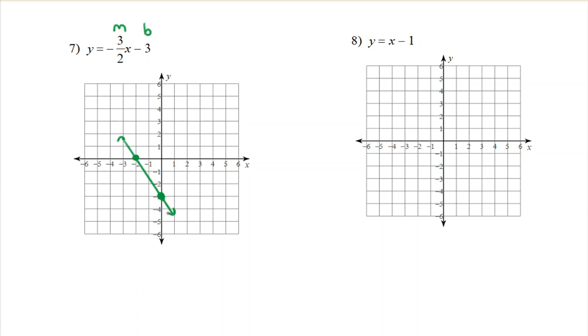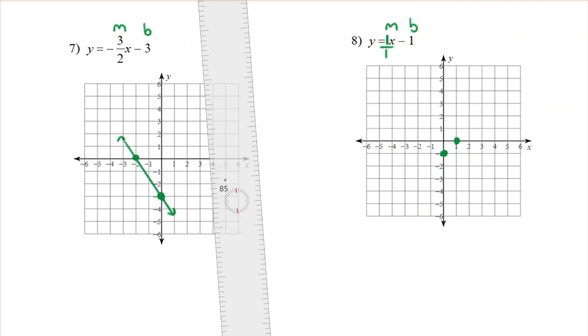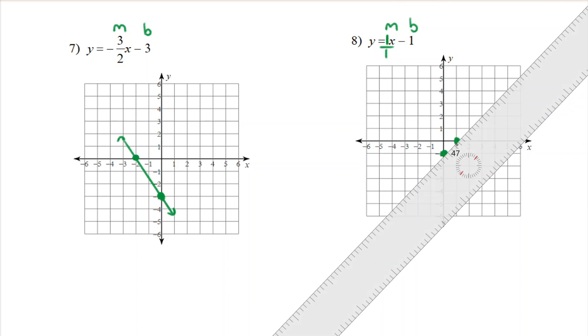Anyone done 8 already? Yes, a few people. All right. What is the m? There's no number there. 1. It's a 1. Good. When there's an x there by itself, the number in front of it would be a 1. And you will need to also put that over 1 because you need a rise and a run. The -1 is the b. So on the y-axis, go down to -1, put a dot. Then we want to rise 1, run 1 to the positive side, which is the right. And that's it. Join them up.